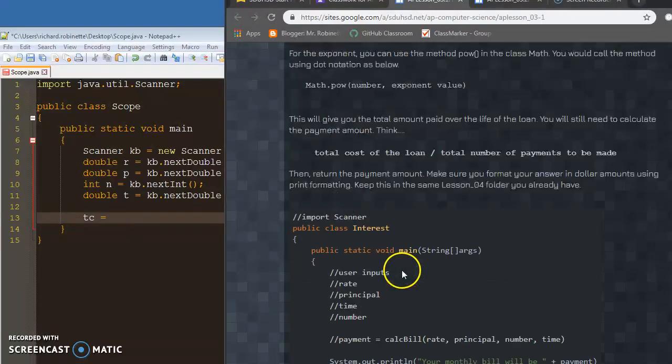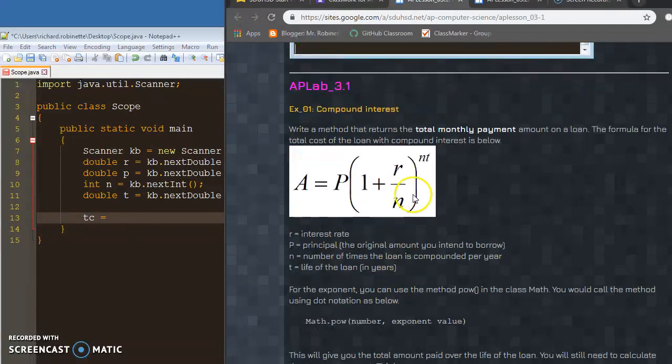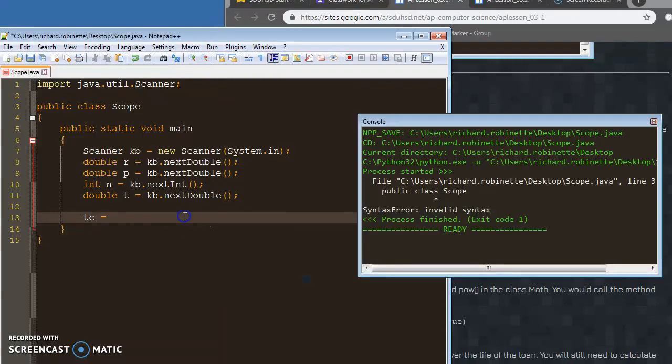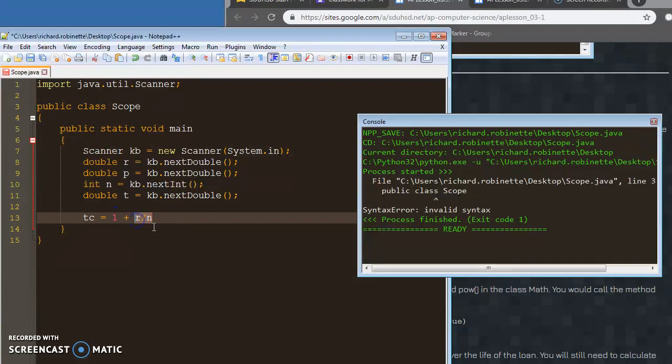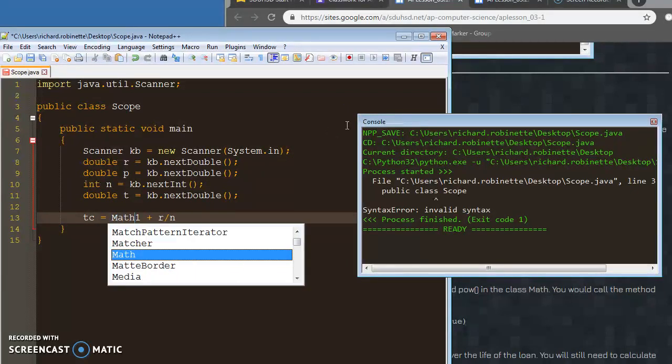If I look at this math.pow equation, what am I raising to an exponent? I'm raising this 1 plus r over n. So I start with 1 plus r over n. You don't have to use any parentheses here because the r over n is going to get calculated first by default because of order of ops. Then all I have to do is raise this to an exponent. So I use math.pow.